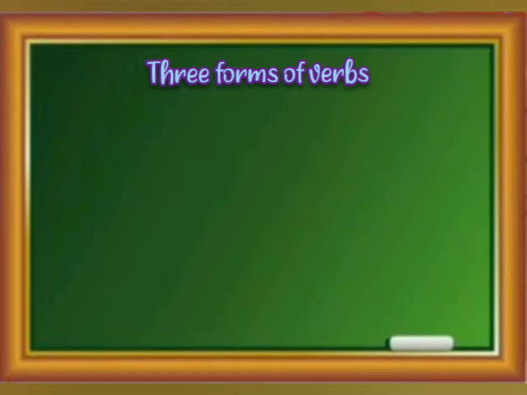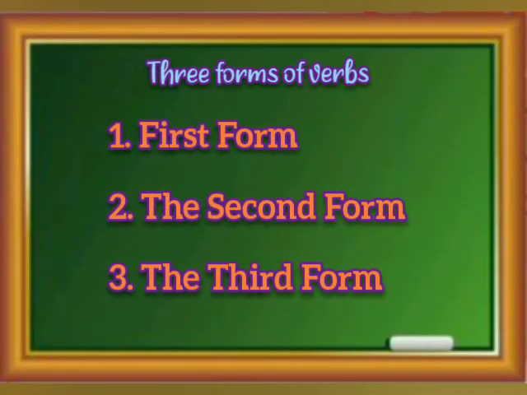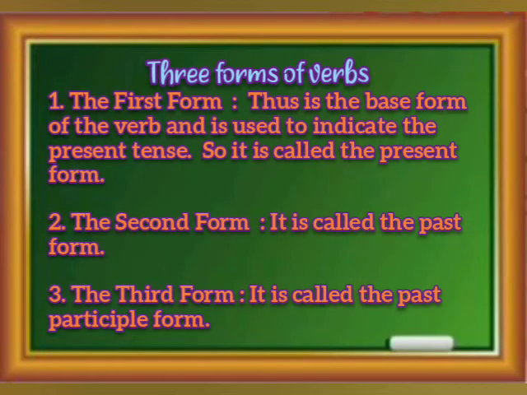So each verb has three forms as follows: the first form, second form, and third form. The first form is the base form of the verb and is used to indicate present tense, so it is called the present form. And the second form is called the past form, and the third form is called the past participle form.